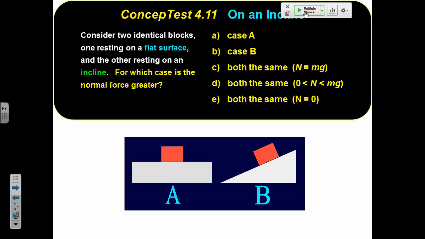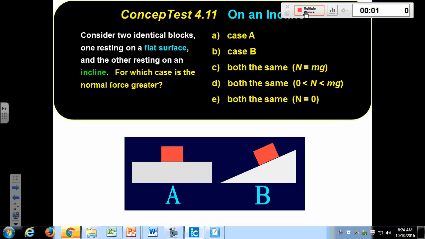All right, in this case you have two blocks, one on a horizontal surface, one on an inclined plane. In which case is the normal force greater? A, B, or is it the same? Is the normal force for both the same, equal to the weight, somewhere less than the weight, or are they both equal to 0? Which case is the normal force greater?